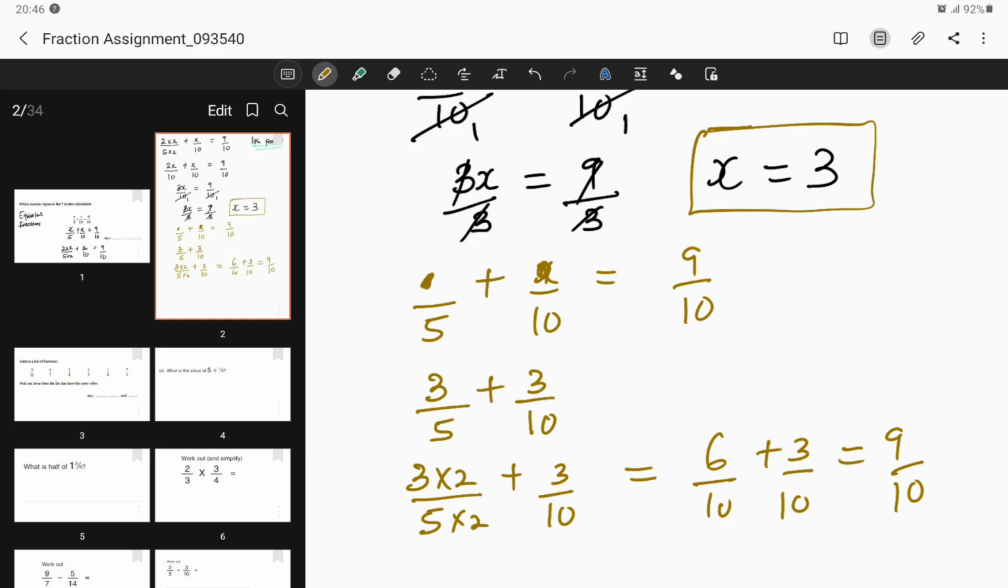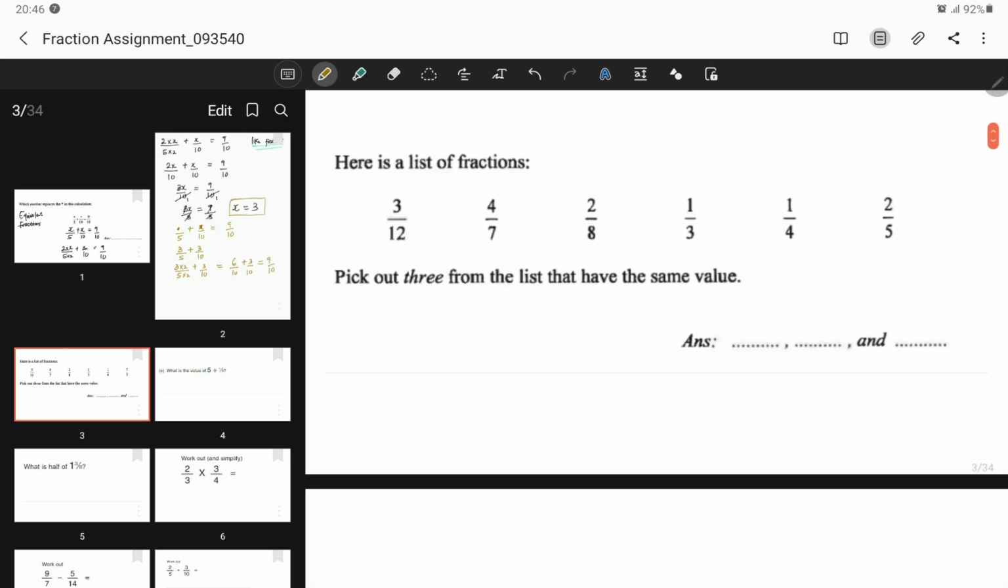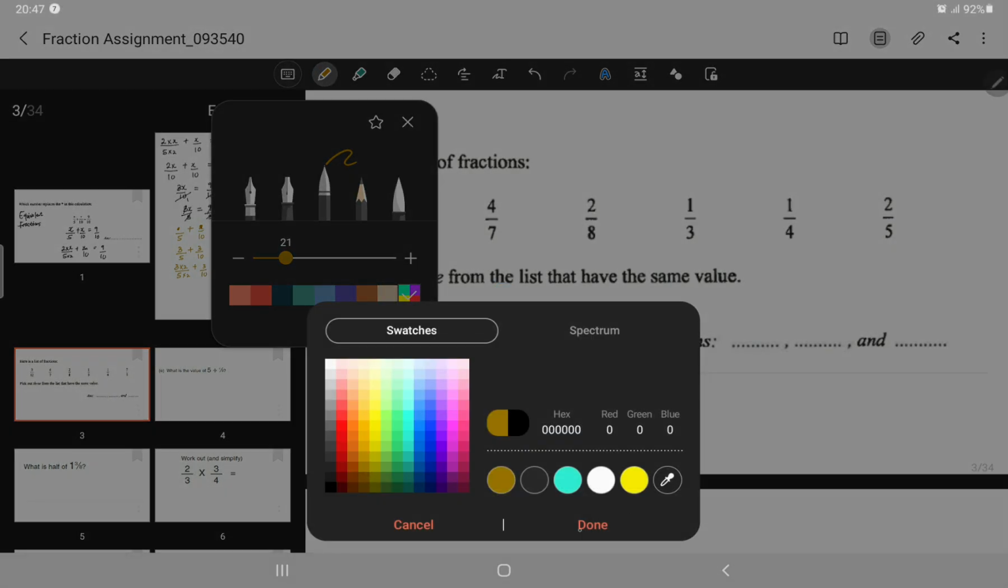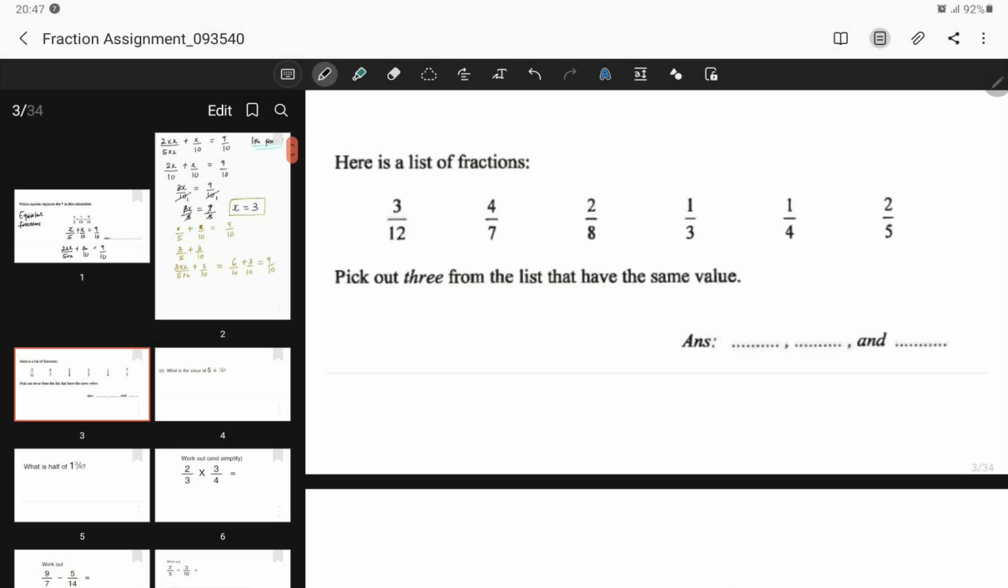Let's solve one more problem, and then we call it a day for today. Then we'll continue again in our next class. Here is a list of fractions. Pick out 3 from the list that have the same value. So we're going to make use of the concept of equivalent fractions to pick the ones that have the same value. So let's start with 3 over 12.